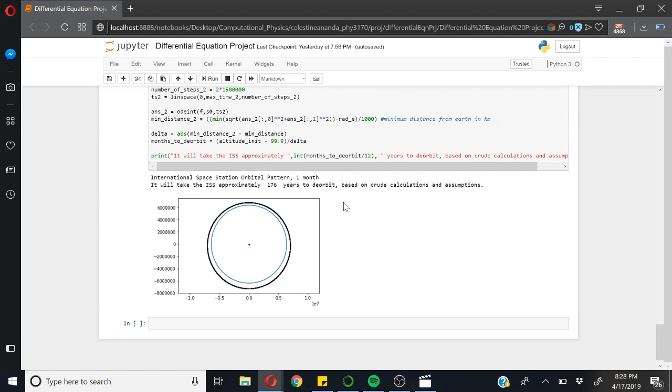Granted, it's not perfect, but I really enjoyed this. I had a lot of fun. I got to make odeint actually flex its muscles a bit, and I really enjoyed this.